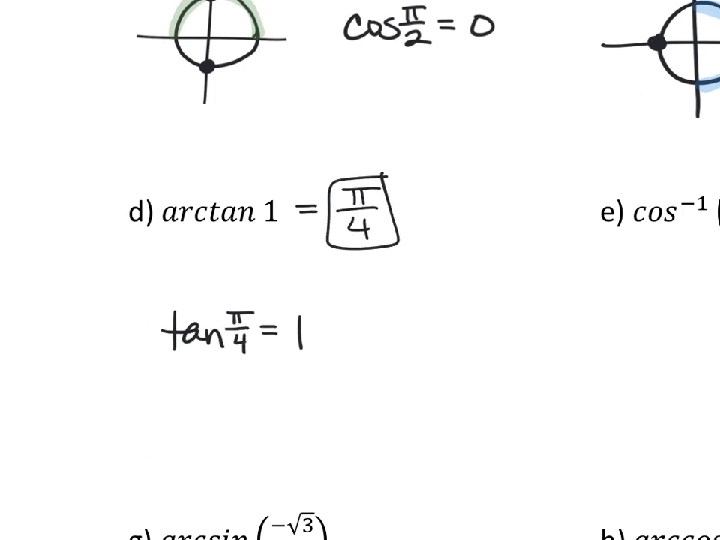So arc tangent is just literally the inverse of that. Switch the x and the y. Switch the input and the output.